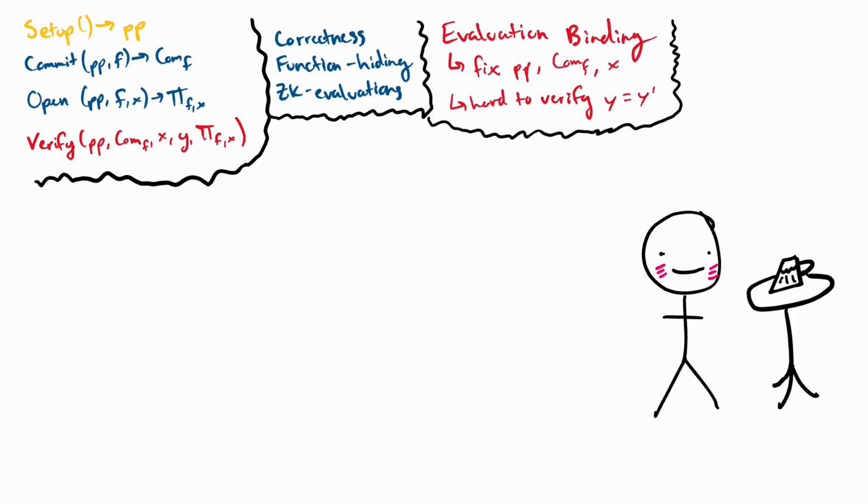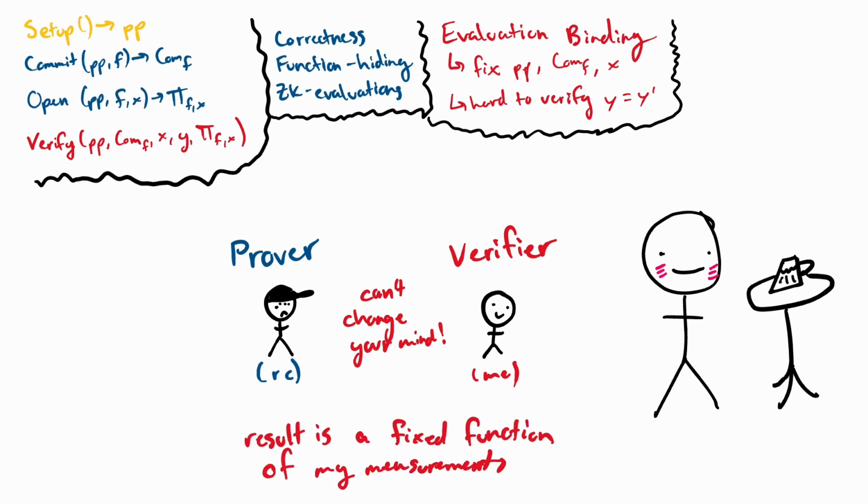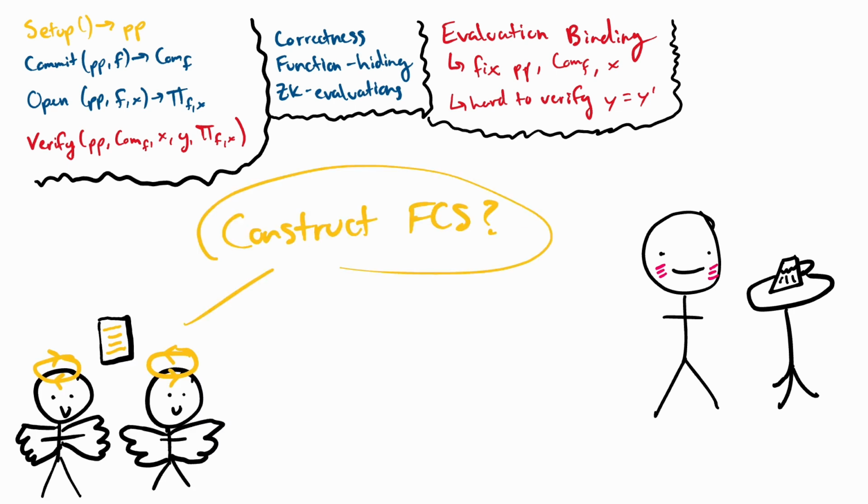You know, I see it now. The prover is the roller coaster and the verifier is me. Correctness is kind of saying that the prover can prove that I am or am not admitted. Function hiding and zero knowledge evaluations mean that I'm not able to know what the exact height requirements are. And finally, evaluation binding means that the prover can't change their mind about whether I'm admitted or denied. They have to commit to one decision from the beginning. So the result is really just a fixed function of my measurements x. Cool. So can you construct this functional commitment scheme?